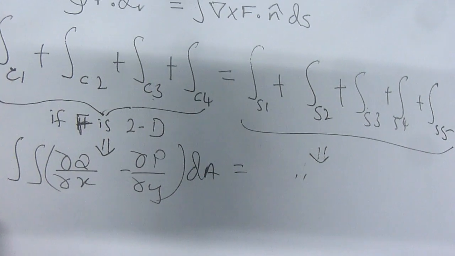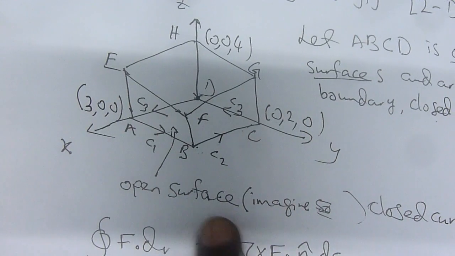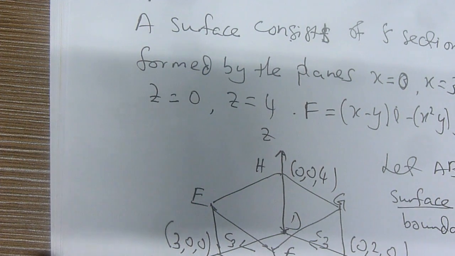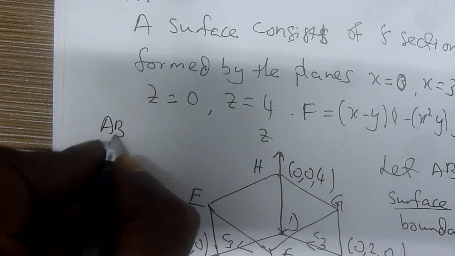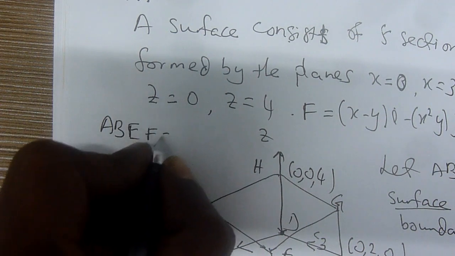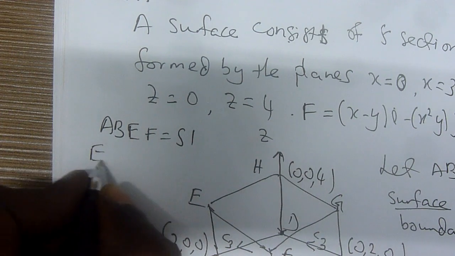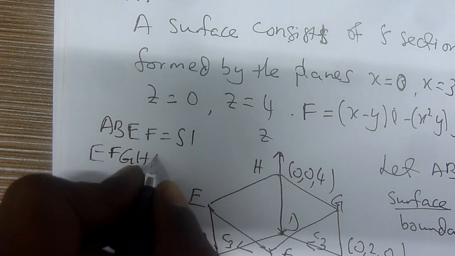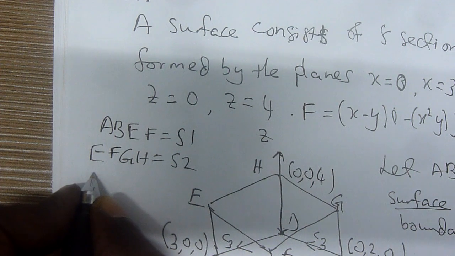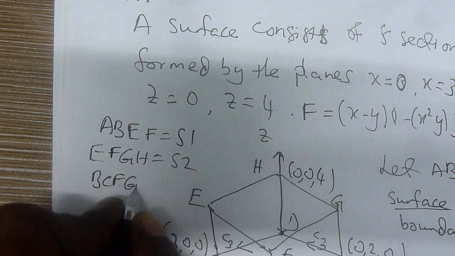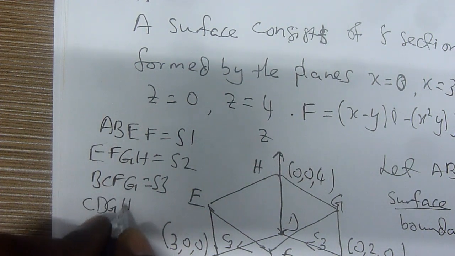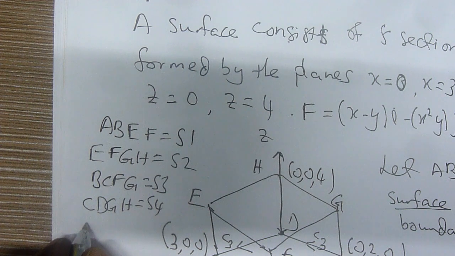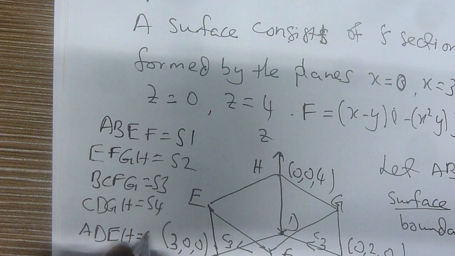Let me define the segments here, very quickly, as A, B, E, F as S1, E, F, G, H as S2, B, C, F, G equals S3, C, D, G, H as S4, and A, D, E, H as S5.